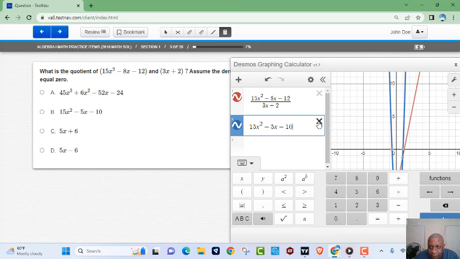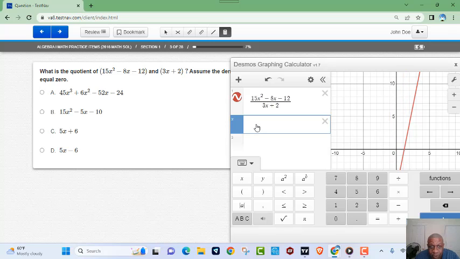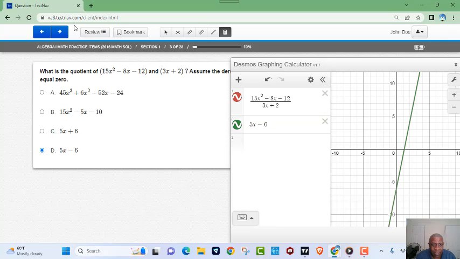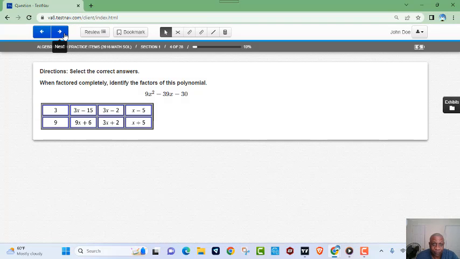In the interest of saving time, I'm just going to go for the one that is it. Let's look at 5x minus 6. Boom. You see, it overlaps it. If I take the 6 off, put the 6 back on, it overlaps. D is our answer. Okay, let's look at the next question.